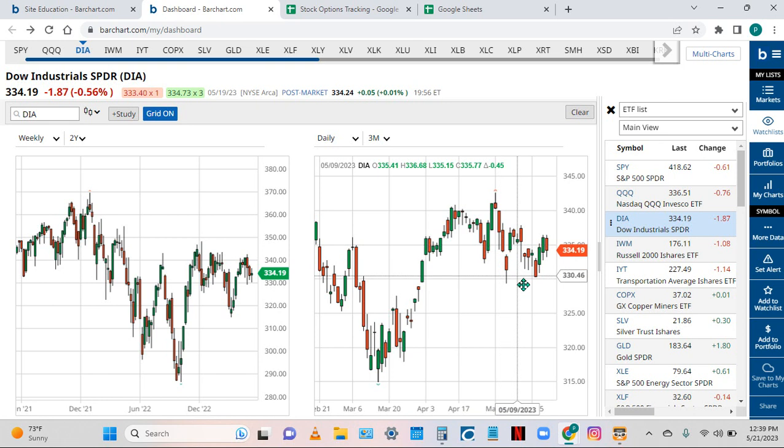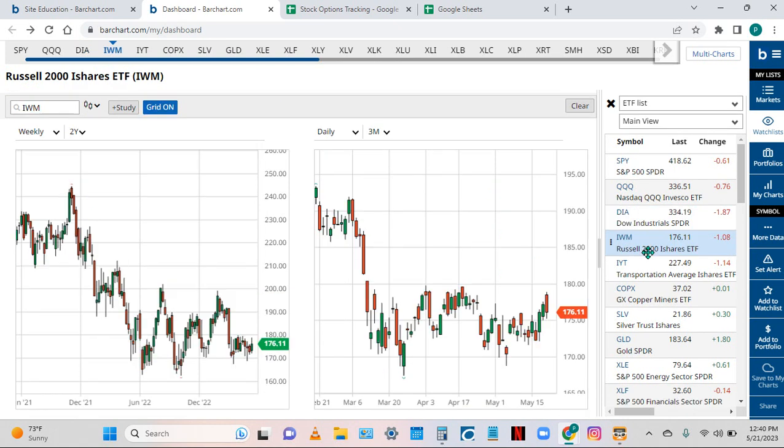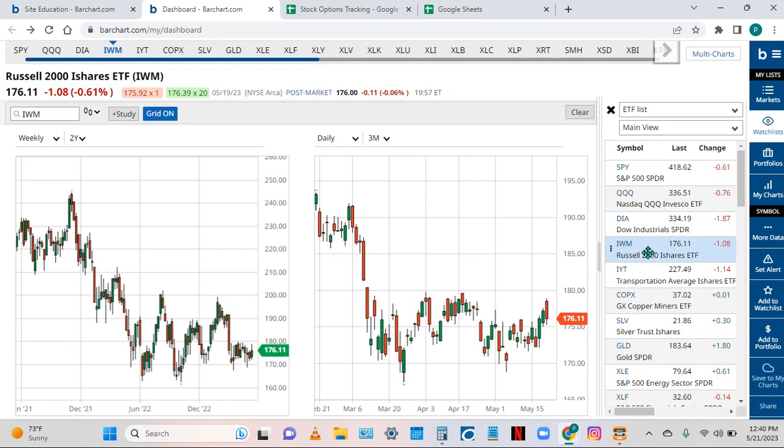But I don't think we're going below this 320 area anytime soon. So I'd call that a little more neutral to bearish. The index with more companies, the Russell 2000, looks quite bearish.